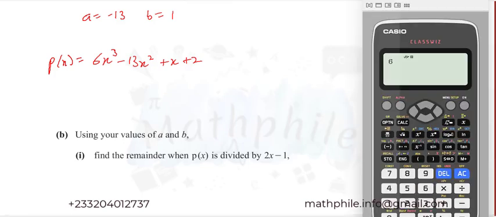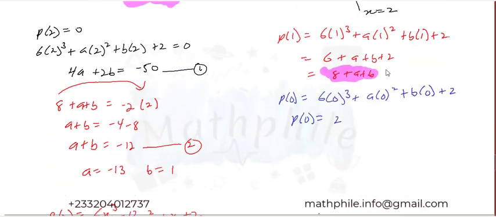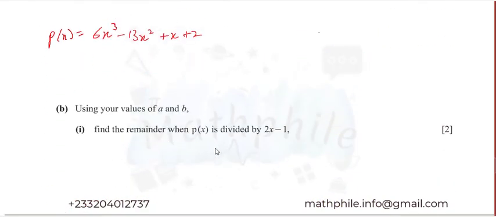So 6x cubed minus 13x squared plus x plus 2. So calc. Negative, was it negative 2? No, it's 2. P of 2 should give us 0. Yeah, that is correct. It was 2. So x minus 2 equals 0, x equals 2. So we are correct with this one.